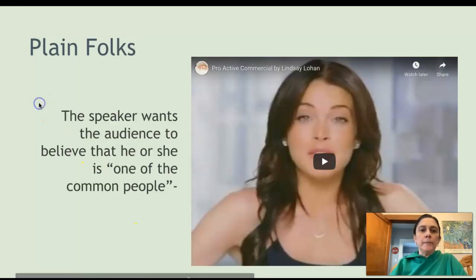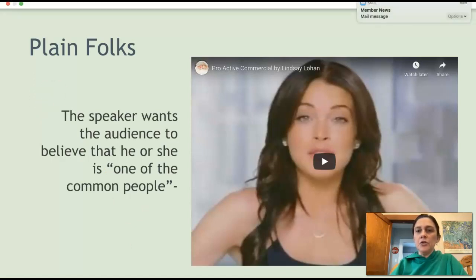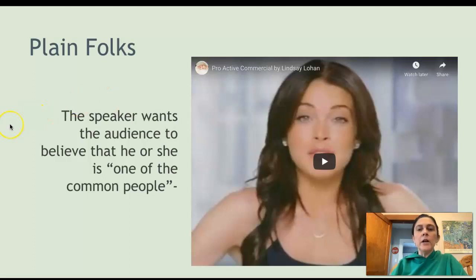Plain folks. This is where the speaker wants the audience to believe that he or she is just one of the common people, just like you. Okay? We all know that Lindsay Lohan is not a common person. She's a celebrity. She's an actress. She's rich. She's famous. She's lots of things. Okay? But she tries to connect with us by saying, hey, really, I'm just a regular, average human being just like you. And I have regular, average human being problems, such as acne. So let's take a look at this Proactive commercial that uses Lindsay Lohan as an endorsement.